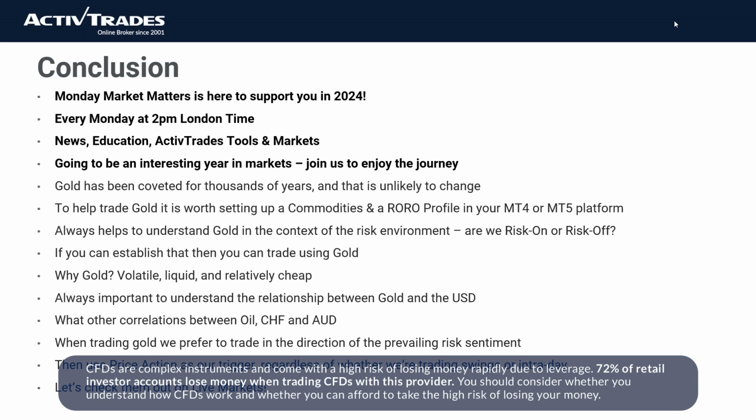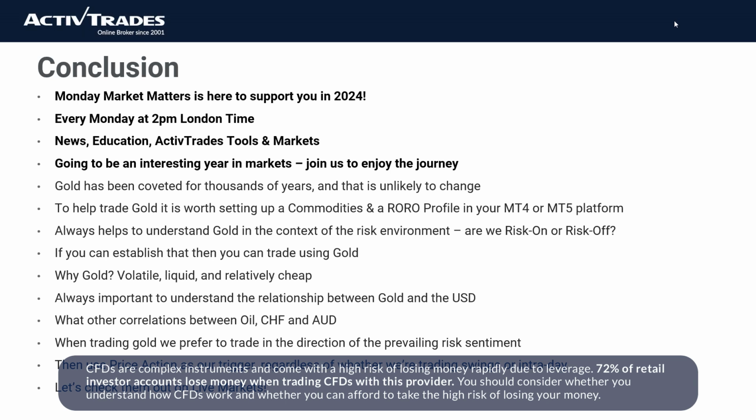And why would you want to use gold? Because it's volatile enough to have some movement, it's liquid, and it's relatively cheap. What I mean by that is it's cheap in terms of the cost of business, in terms of the spread. It's always important to understand the relationship between gold and the dollar, and also other correlations between oil, Swiss franc, and Aussie dollar. When trading gold, we prefer to trade in the direction of the prevailing risk sentiment. Then you can use price action as your trigger, regardless of whether we're trading swings or intraday. And we can have a little look at that on live markets.